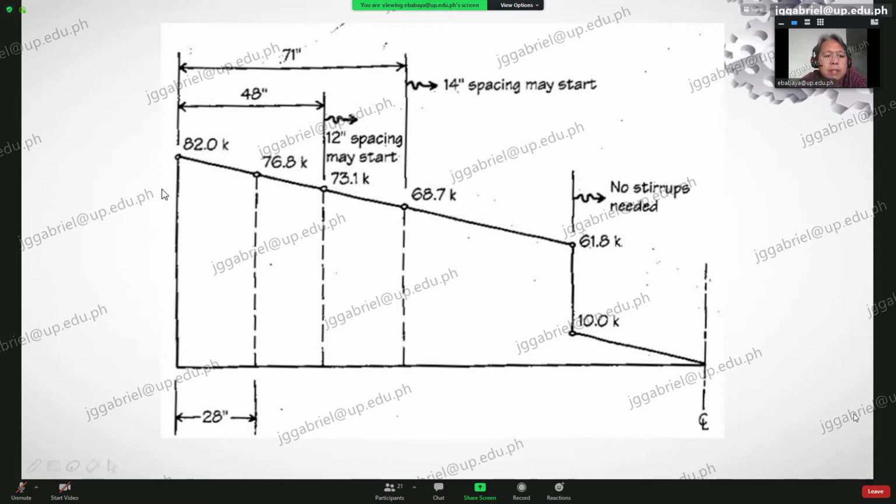Okay, so Vmax, the maximum shear, is 82 kips. Now, saan natin galing yan? When we form our diagram, because we have a support reaction here equal to 82 kips. Okay? Ito kasi yung 82 kips eh. So, and then from that 82 kips, it will go down by an amount, I think that's 2.44. Okay, let me see.